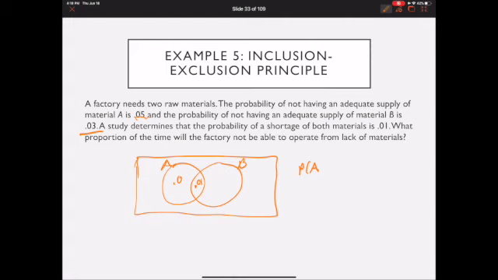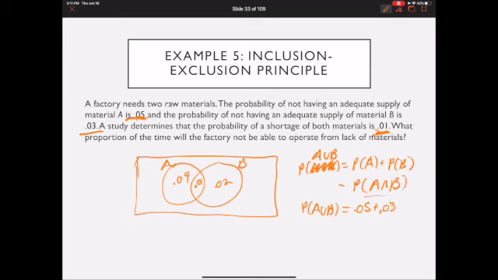So the probability of A union B, having a lack of either material, is going to be the probability of A plus the probability of B minus the probability of A intersect B. That's this right here, 0.01. So I'm going to take the probability of A union B. I have the probability of A, which is 0.05, plus the probability of B, which is 0.03, minus the probability of the intersection, which gives us 0.07.